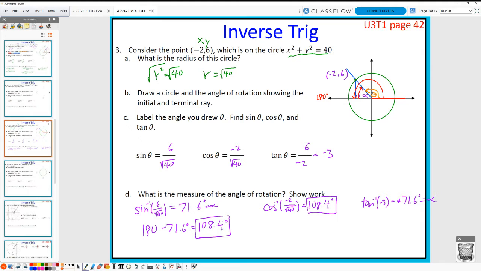I know this blue line is definitely greater than 90, but less than 180, right? So the fact that I see 71.6, that can't be right. That's less than 90 degrees. This is in the first quadrant. Same with this guy, right? So if you happen to use cosine and you got 108.4, wonderful. Awesome. But for everybody else who used inverse sine or inverse tangent, this doesn't make any sense. And you think a little bit, say, okay, what is the calculator trying to do?